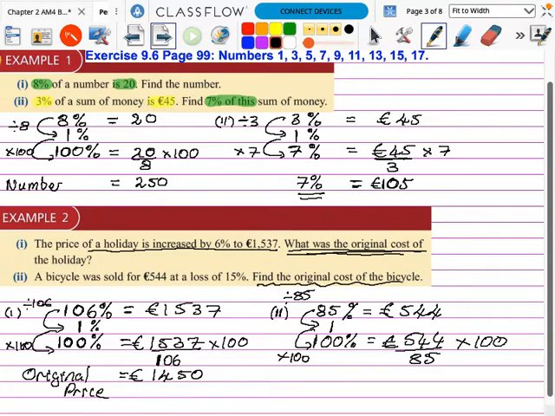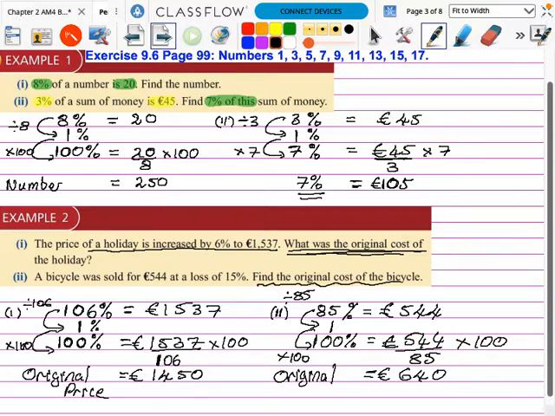So once again, I think I'm getting old. I think I need to actually use the calculator. Press the fraction button. 544 divided by 85 and then times by 100. And what do we get? We get 640. Don't forget to put the euro symbol in, otherwise you might lose marks. So what was the original cost of this bicycle? The original cost of this bicycle was 640.